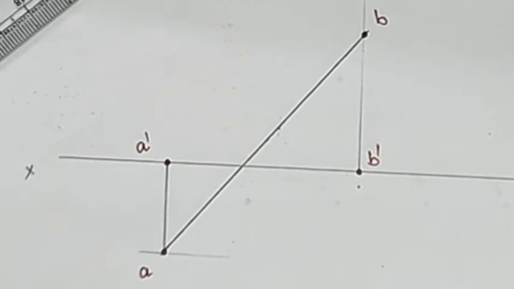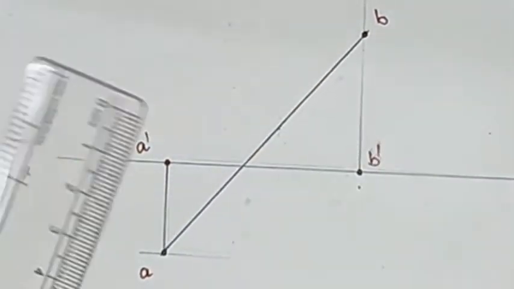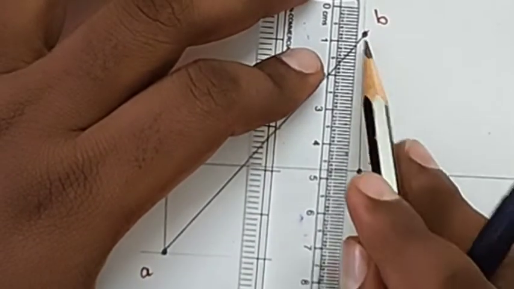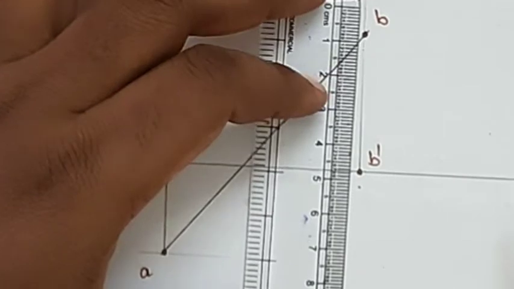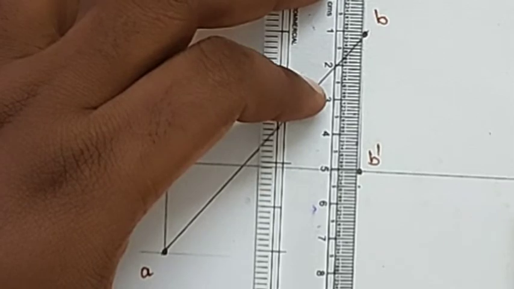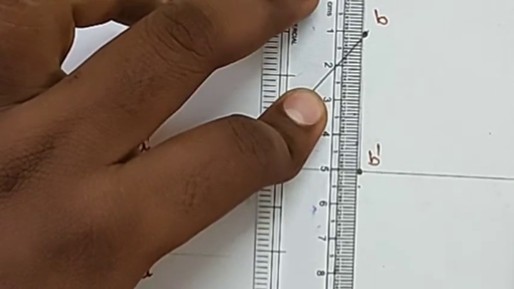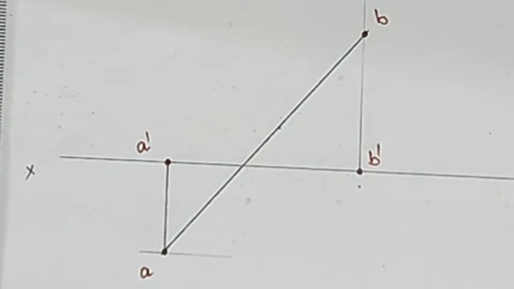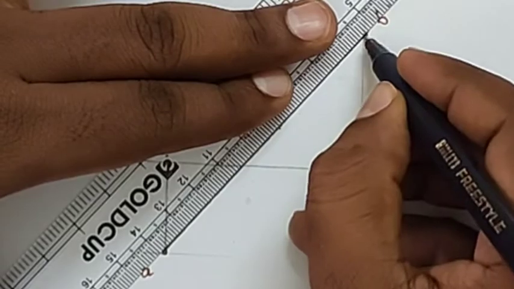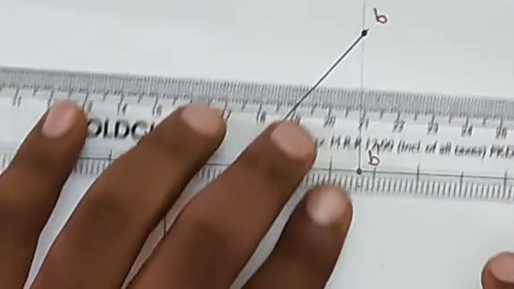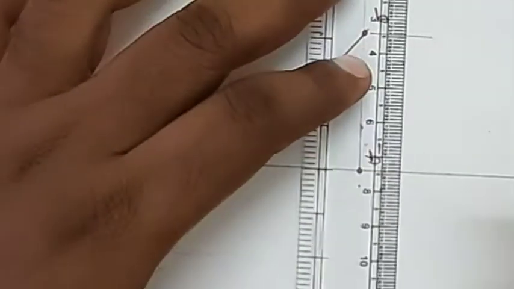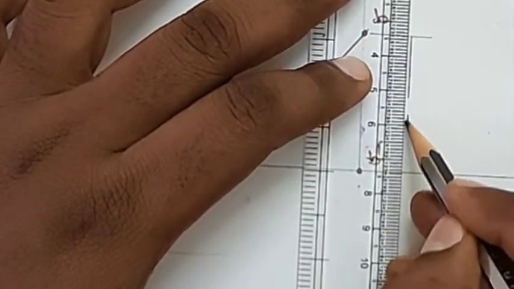What they are asking in our problem is to find the distance of the point from the VP. From the VP means behind the VP, so this distance B dash to B we can measure by using the scale. So we will get 51 mm. I am getting 51 mm. This line is a thick line here. So I am measuring this distance and I am representing it here.